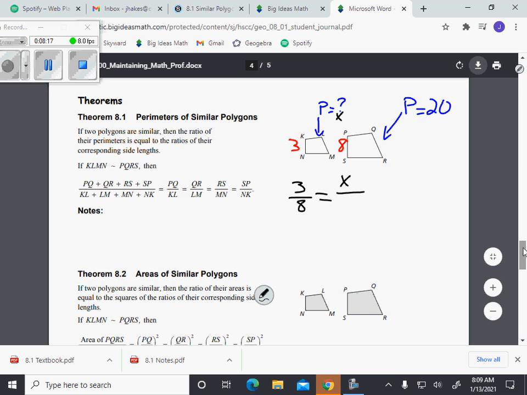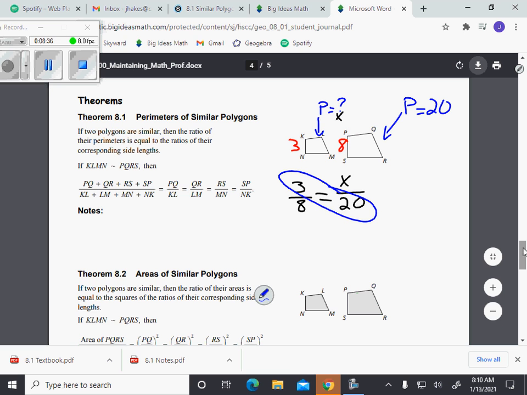Okay, and I had 8, which is my big polygon's side length, on bottom. I have to have the perimeter of my big polygon on bottom as well. Order matters. 3 over 8 equals x over 20. And that's all.